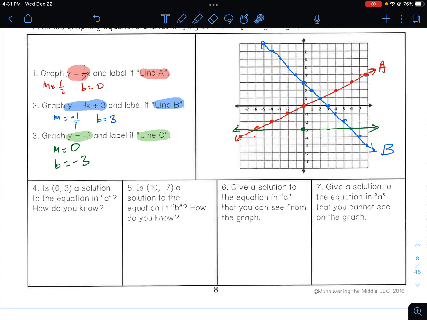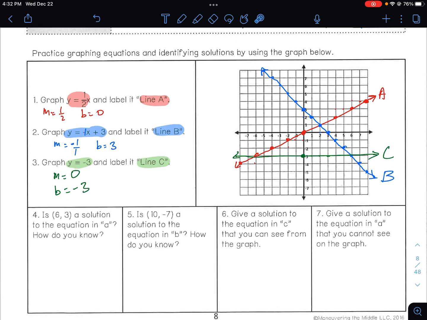Is 6,3 a solution to, we didn't write C for our third line. Is 6,3 a solution to the equation in A? How do you know? All right, 6,3. Is there a point at 6,3? Let's see, 6,3. Yeah, 6,3 is over here. Yes, it is. How do I know? It's on the line. It's on line A.